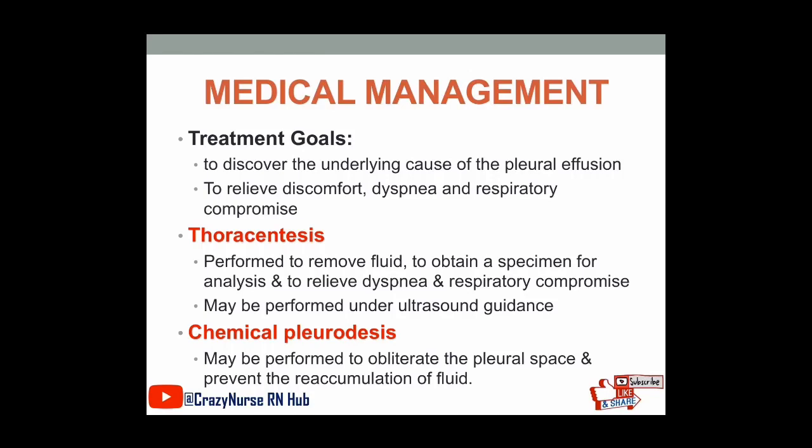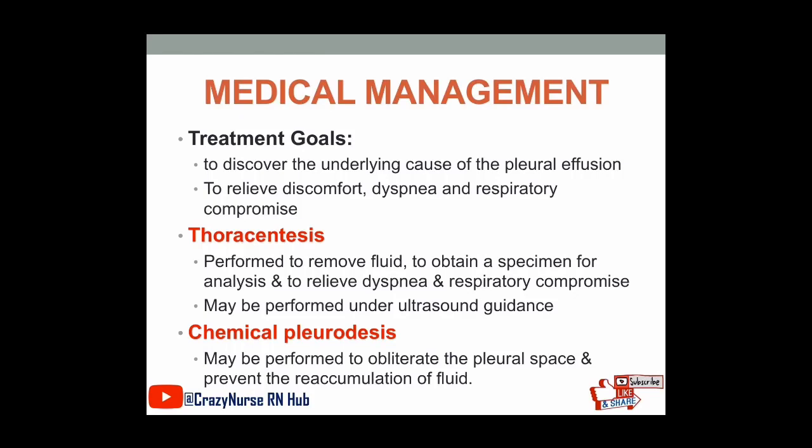A chemically irritating agent, such as talc or another chemical irritant, is instilled or aerosolized into the pleural space. With the chest tube approach, after the agent is instilled, the chest tube is clamped for 60 to 90 minutes, and the patient is assisted to assume various positions to promote uniform distribution of the agent and to maximize its contact with the pleural surfaces.